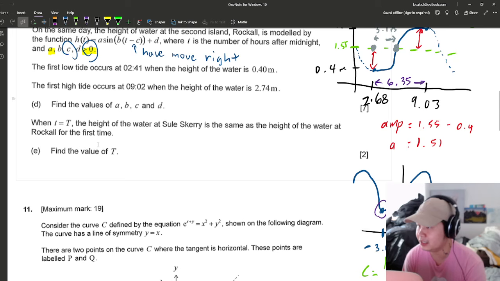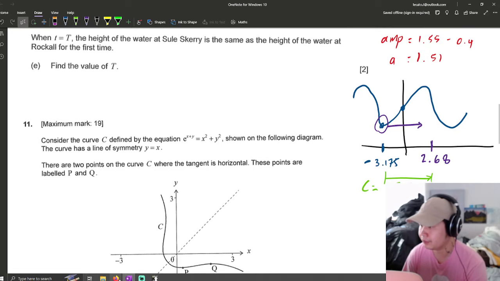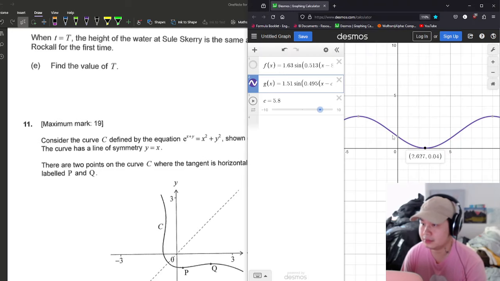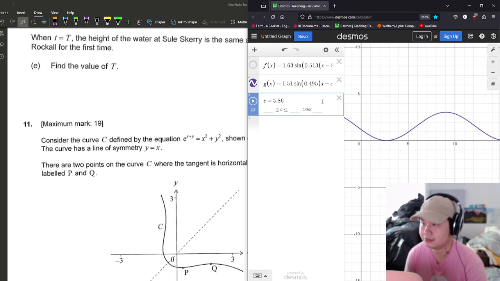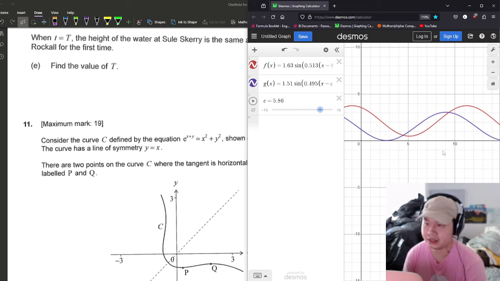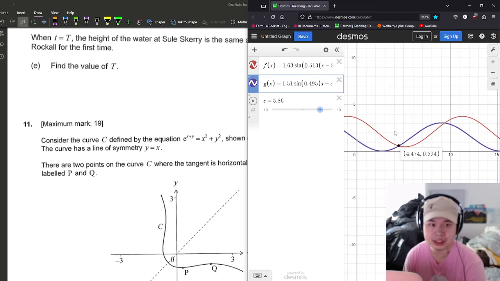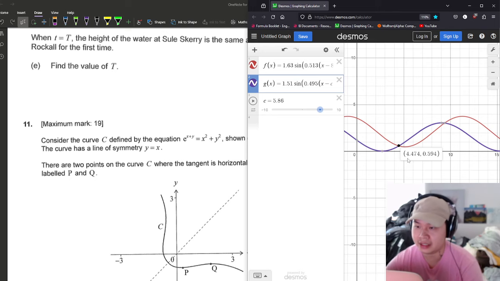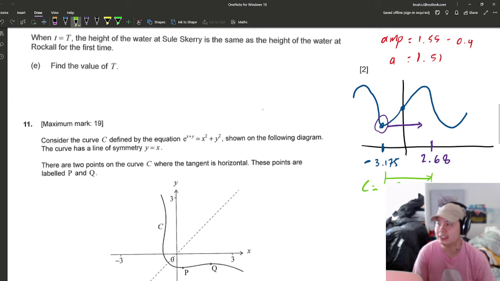We want to find out when both the things are the same height for the first time. Okay, so 5.86 is C. I'll just leave it like this for now. 5.86. Okay, here are the waters, right? And then we just want to find the first time that they're the same height. So in your GDC, you now have both these equations. So graph them, use the intersection function, and then right there, 4.47 should be the value of t.